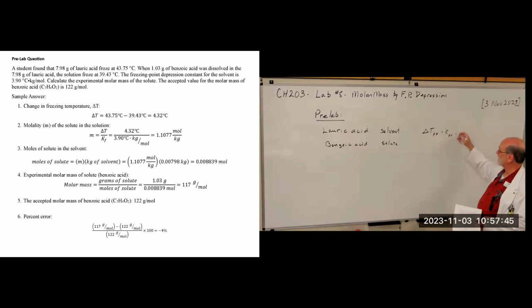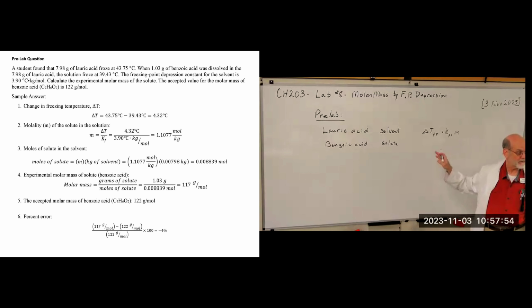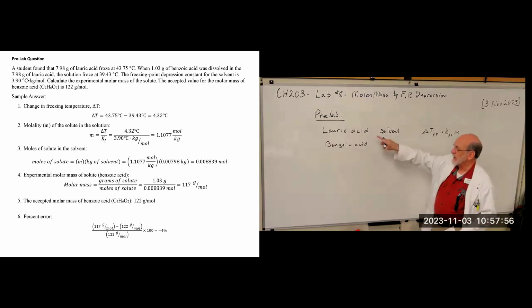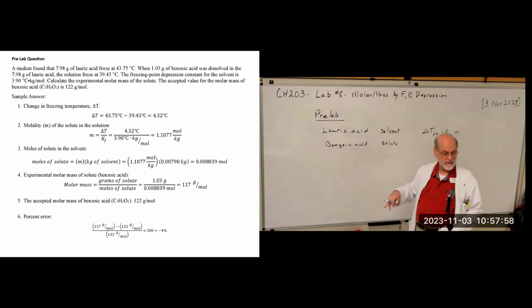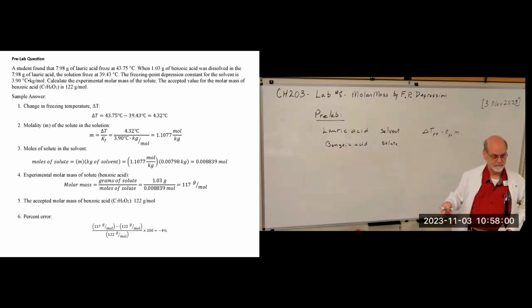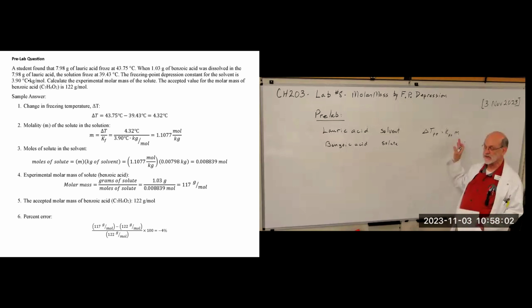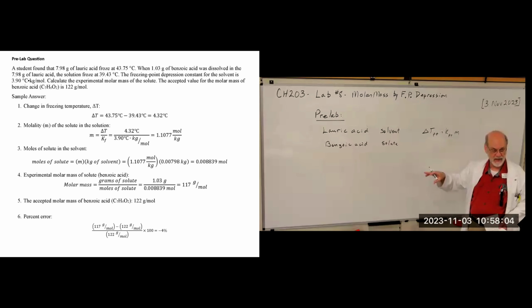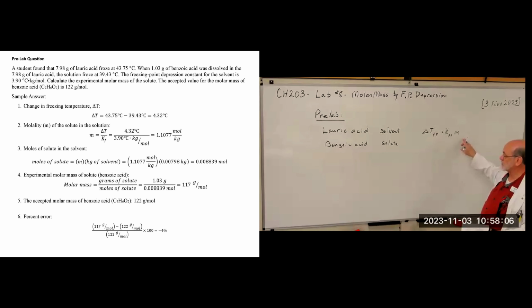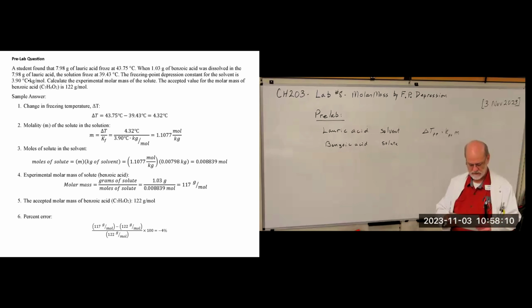And we're going to multiply that times the molality. We don't need an i in here. We don't need a van 't Hoff factor because neither lauric acid nor benzoic acid dissociate. So when you get molality of one, that's the molality for the equation. What we need is a value for K, which is 3.90.